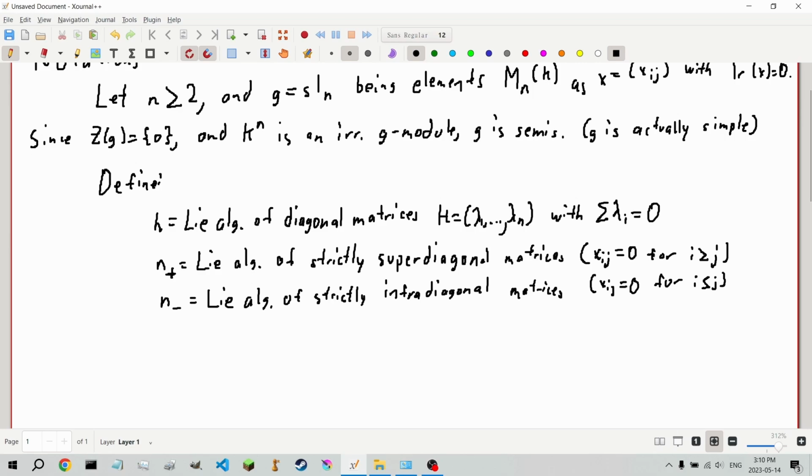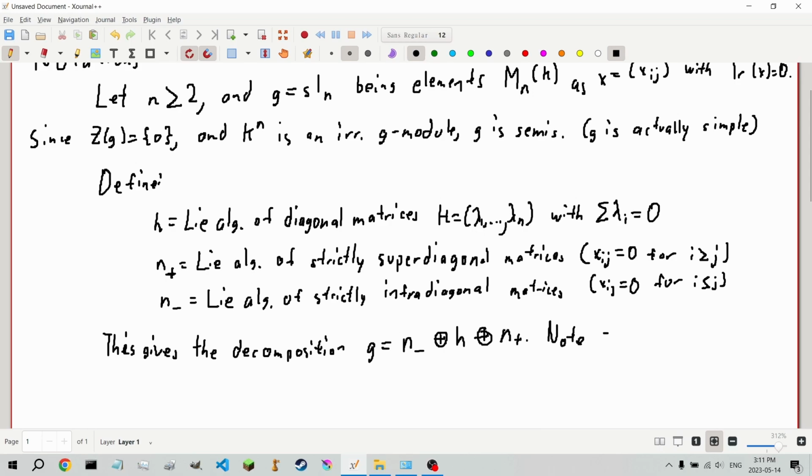So essentially h covers everything on the diagonal, and n positive everything on one side of it, and n negative everything on the other side. Because n positive and n negative have to be 0 along the diagonal, they automatically have trace 0, so there are no additional constraints on those. This gives a decomposition, as I mentioned. We can think of any element of g as the elements on one side of the diagonal plus the elements on the diagonal plus the elements on the other side of the diagonal.